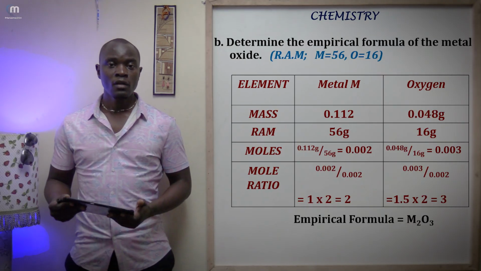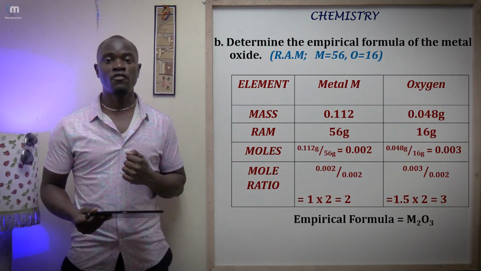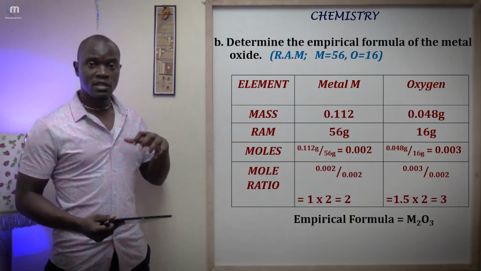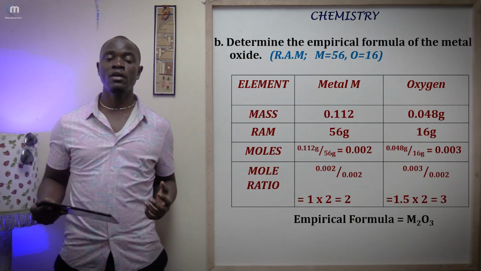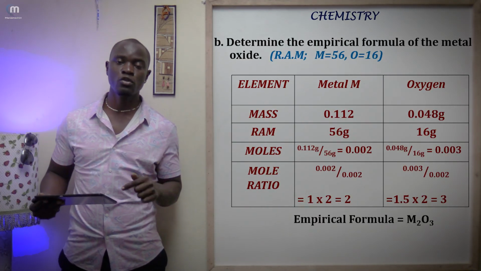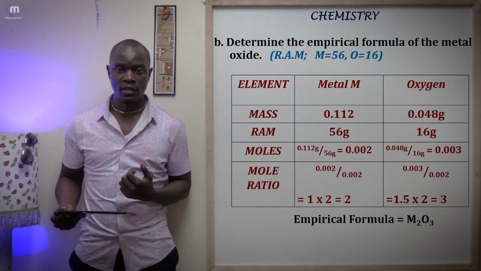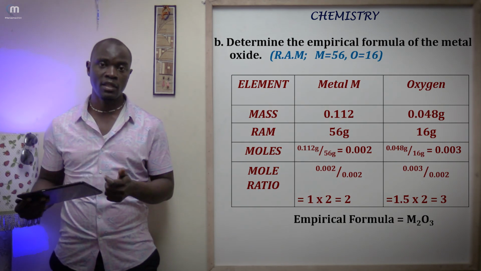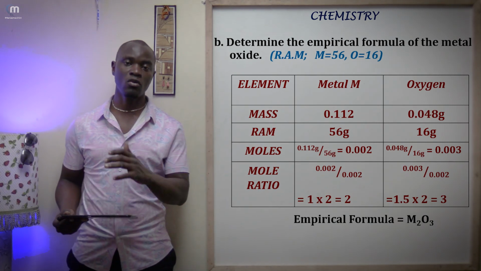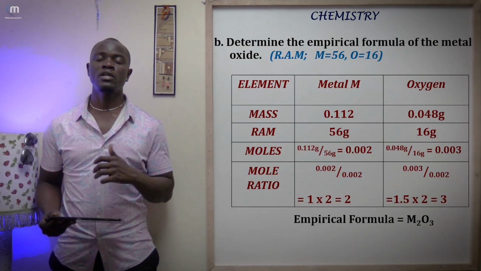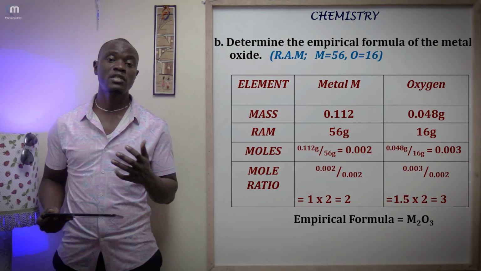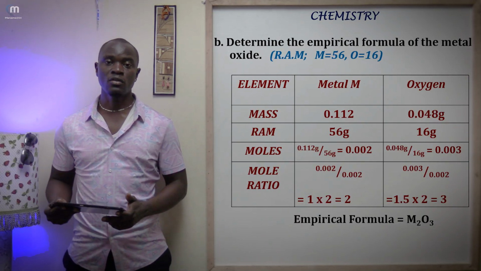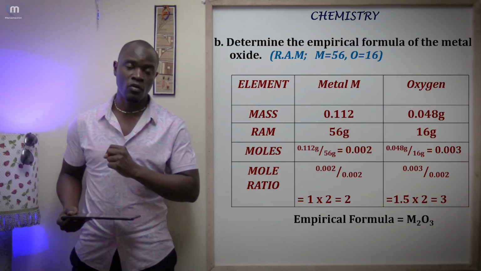As you can see, this is the table of empirical formula. We always begin with the elements on top. In our case, we are dealing with elements. In some empirical formula questions, you may deal with compounds, but in this question specifically, we are dealing with elements. The first element we have written is metal M, and the second element is oxygen. Remember, in this question we are not dealing with the oxygen molecule. We are dealing with the oxygen atom, not oxygen gas, so we only consider one atom of oxygen.